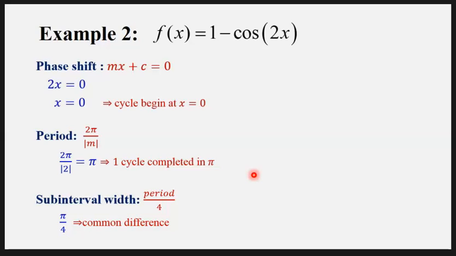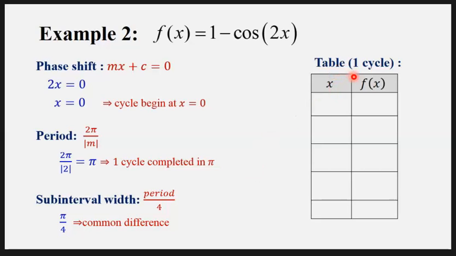Next, the table. Here, we will have a table for one cycle, where we start with the first column with x, and the second column with f(x), corresponding to the x and f(x) in the function. For the x values, we begin with the phase shift value that we found, which is x equals 0. For each next value, we add the common difference from the sub-interval width, pi over 4. So we plus pi over 4, plus pi over 4, plus pi over 4, plus pi over 4.